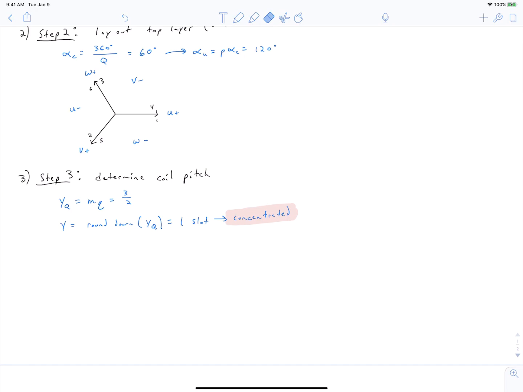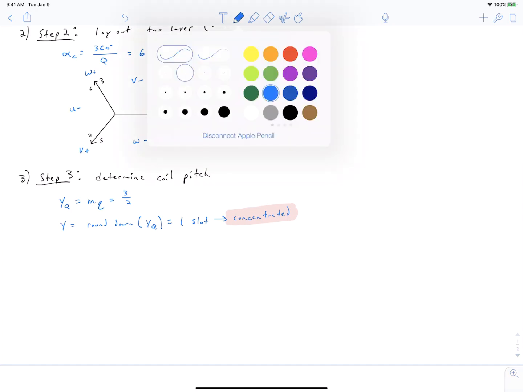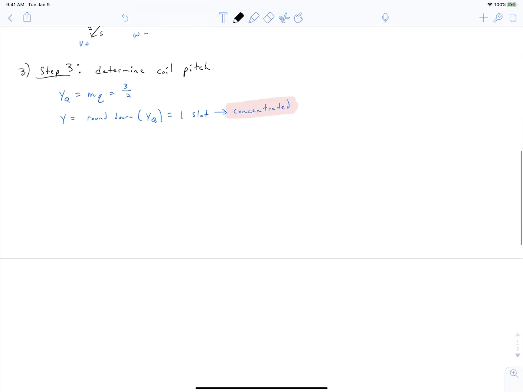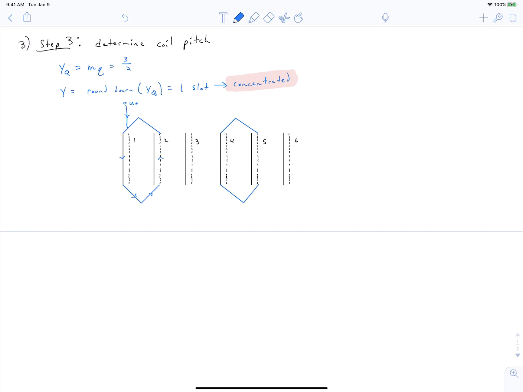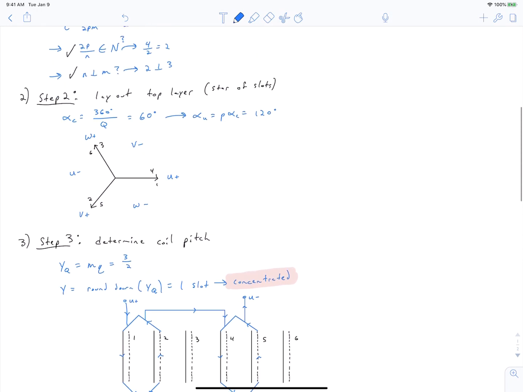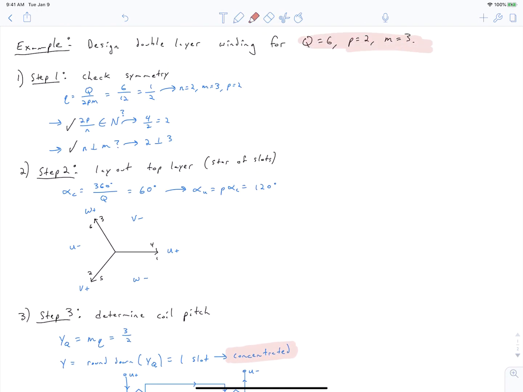At this point, we have all the information that we need to sketch the winding schematic. So let's go ahead and do that for phase U. Press pause, try it on your own, and then press play when you're ready to watch me do it. And so your winding schematic should look like this.